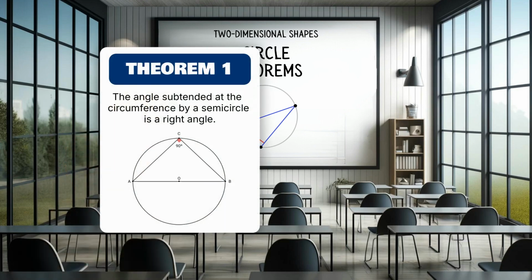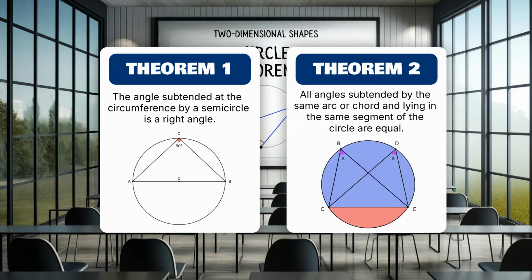Our first theorem is that the angle subtended at the circumference by a semicircle is a right angle. Our second theorem is that angles in the same segment of a circle are equal. After thoroughly understanding these theorems, we will explore various examples to see how these principles can be applied in solving different mathematical problems.